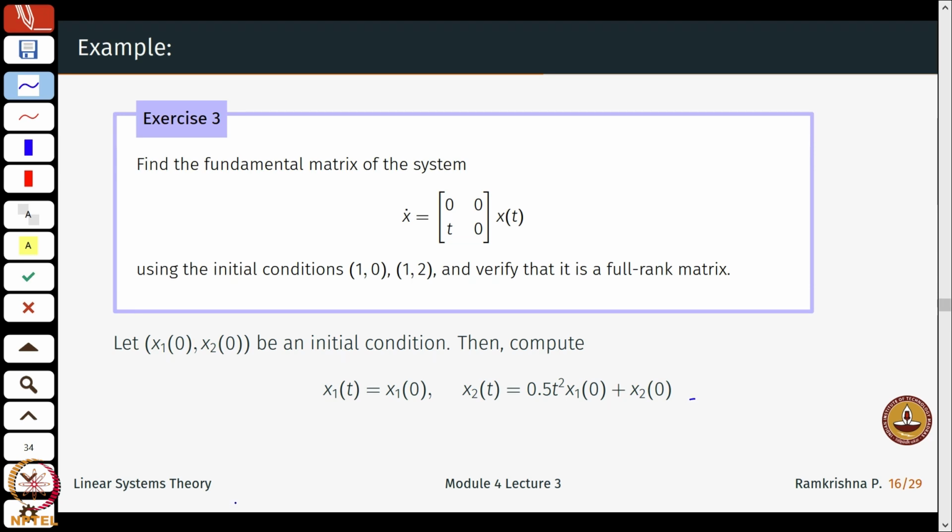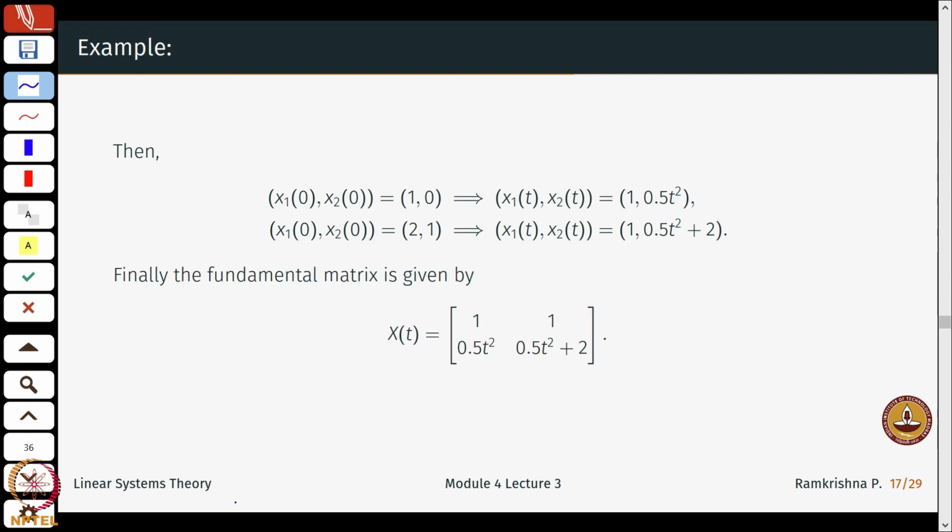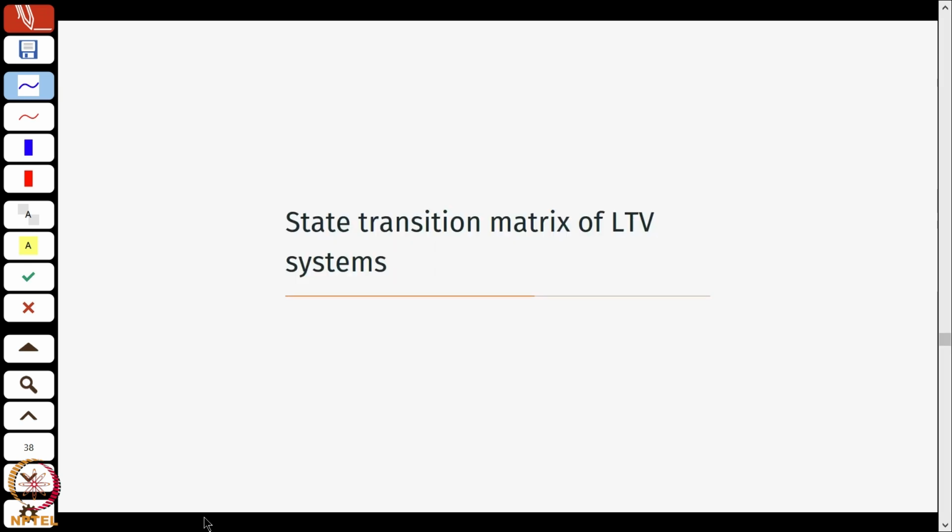We could compute this, and all the steps are exactly the same as we did earlier, and therefore I can say that the fundamental matrix is given by an expression like this. This is a straightforward consequence of what we started the lecture with by defining an example. You can check that this is of full rank because the determinant is 2 for all times t.